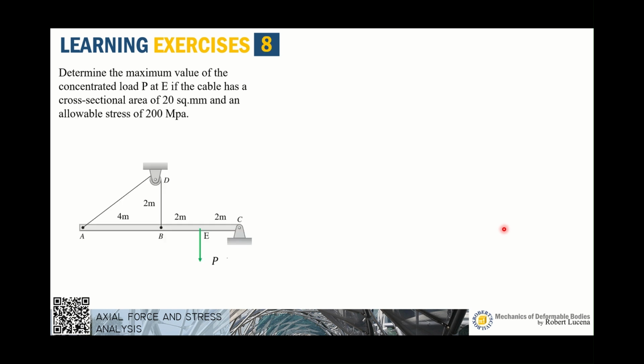And here, let's design another one. Determine the maximum value of the load P if the cable has a cross-sectional area of 20 square millimeters and an allowable stress of 200 megapascal. This is capital P, the maximum tensile force. This is quite a tricky problem because you have to solve for the maximum value of P, given the maximum value of stress that this cable can withstand.